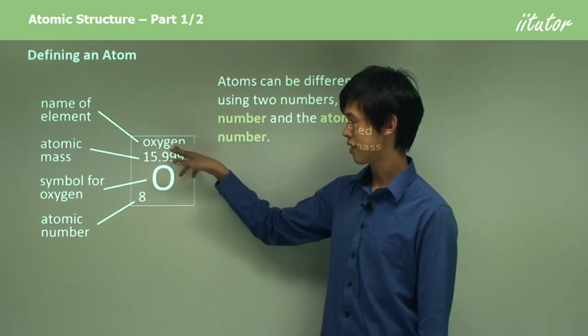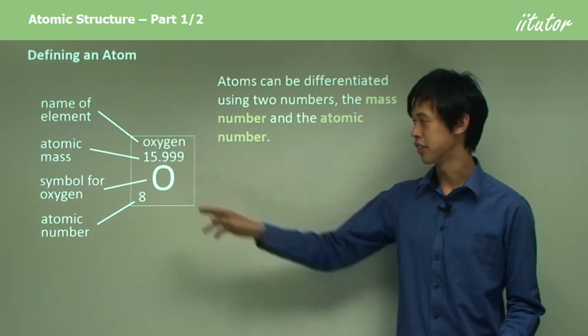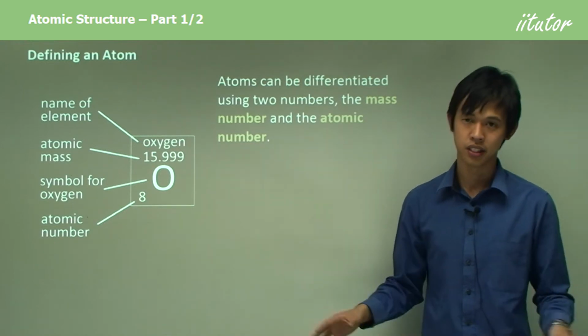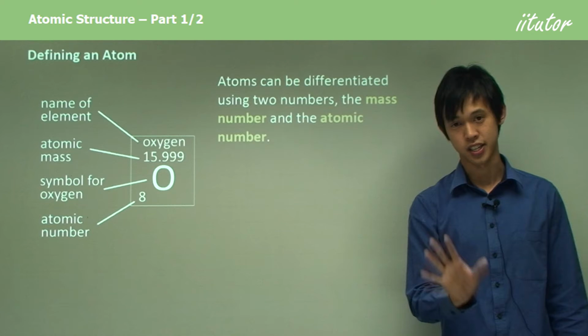And the atomic mass is this decimal number, okay? And it's the weighted average of the total atomic masses of different isotopes. So don't worry too much about this number yet. We're going to get back to that in a sec.